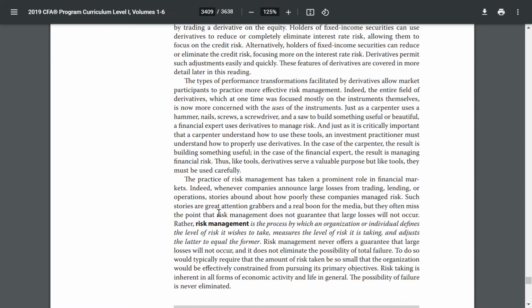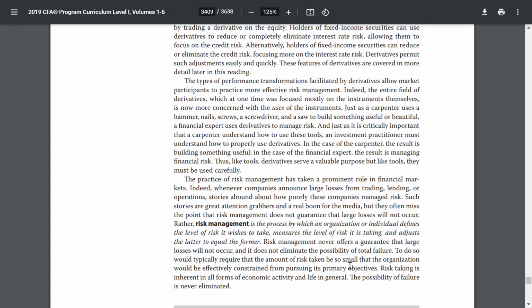The practice of risk management has taken a prominent role in financial markets. Indeed, whenever companies announce large losses from trading, lending, or operations, stories abound about how poorly these companies manage risk. Such stories are great attention grabbers and a real boon for the media, but they often miss the point that risk management does not guarantee that large losses will not occur. Rather, risk management is the process by which an organization or individual defines the level of risk it wishes to take, measures the level of risk it is taking, and adjusts the latter to equal the former.